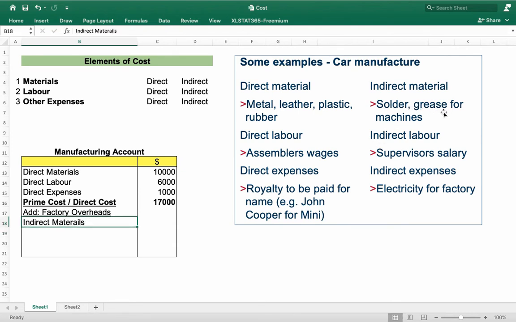So indirect material: I use grease for machinery. Suppose it costs $500. Then the supervisor is working in the factory, not in the office. So this supervisor is a factory supervisor, okay? So it is called indirect labor. To this supervisor I paid $600 for doing the supervising work.